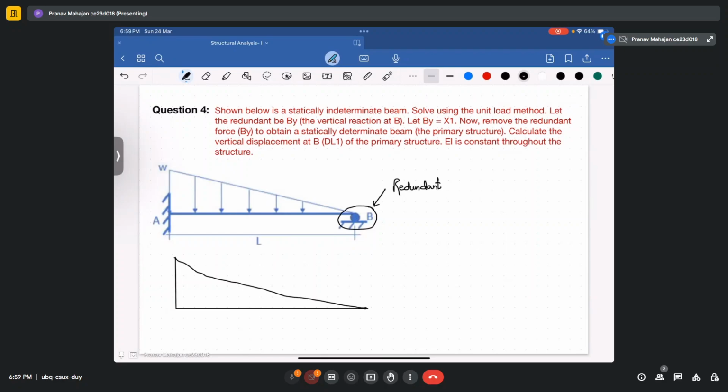And what will be the maximum value of the bending moment here? It will be equal to the area, 1 by 2 into W into L, acting at a distance of L by 3. So it is WL square upon 6 EI, because this is the M by EI diagram. And this will be negative.